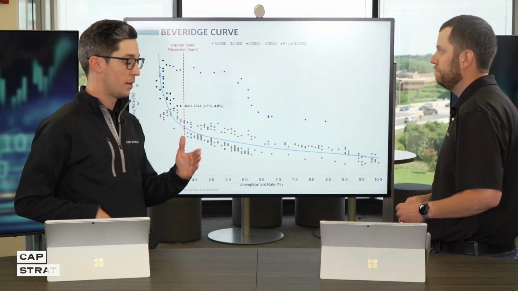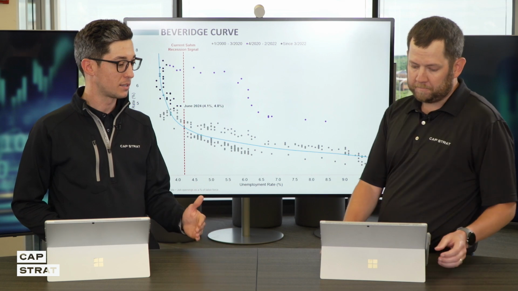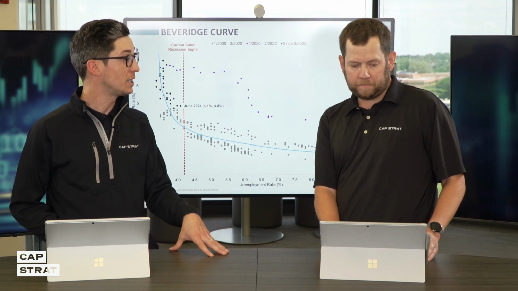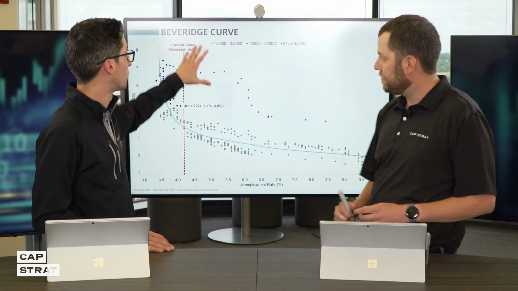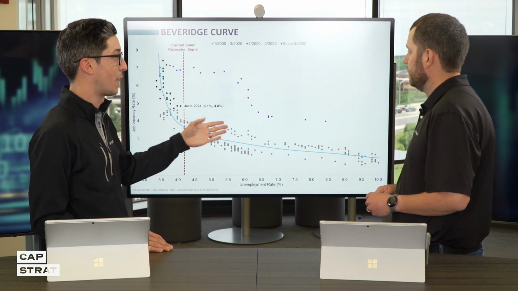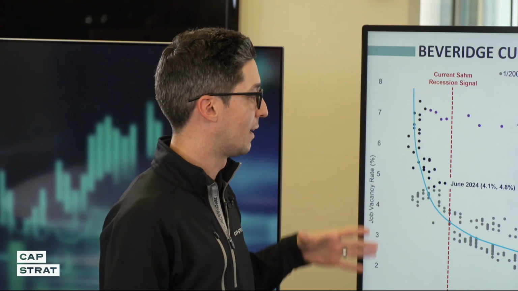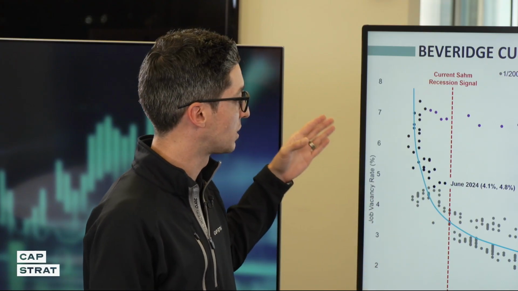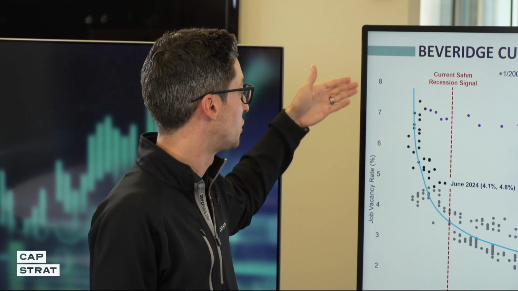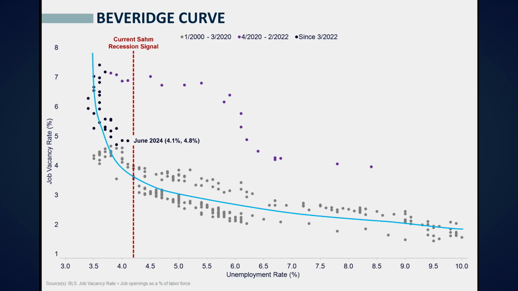the labor market. In our view, Mary Daly, the San Francisco Fed president, delivered a key speech in late June where she brought back the Beveridge curve. Just as a reminder, this is an academic construct that basically shows there's a relationship between the job vacancy rate, which is just job openings versus the number of people in the labor force, versus the unemployment rate.